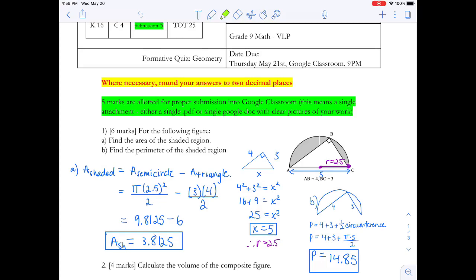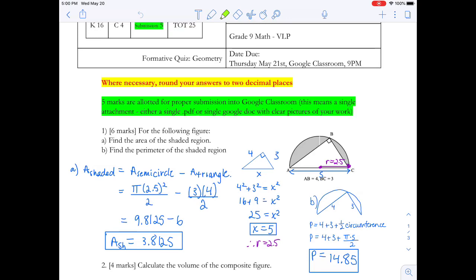Hi guys, I just wanted to do a sample for you to let you know what you need to do for your assessment video. So I've completed the formative quiz and I just want to go through and let you know how much work I'm expecting you to explain when you actually do your video. So let's take some examples here.